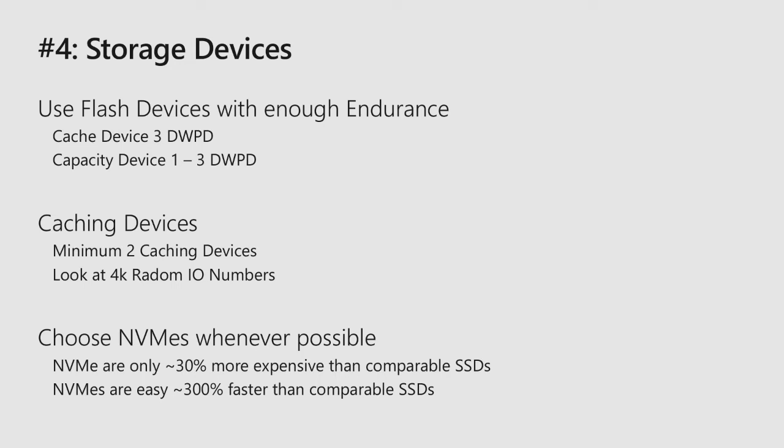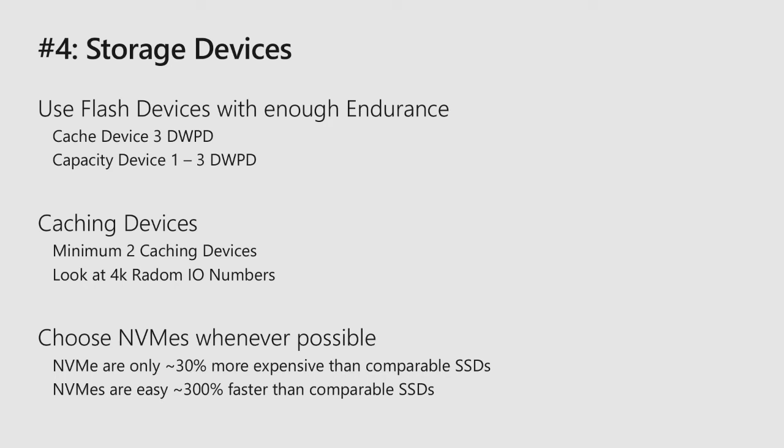And if you choose those devices, look at the 4K random write performance. There are NVMes out there with 27,000 IOPS. That sounds amazing, but there are others with 500,000 IOPS. There's quite a difference between 27,000 IOPS and 500,000 IOPS, and that makes a difference in your performance. And choose NVMes over SSDs whenever possible.